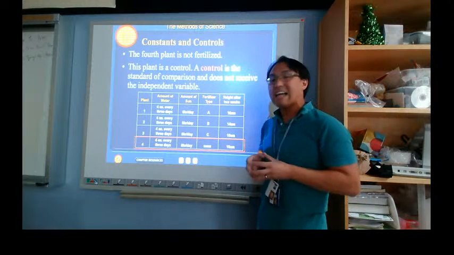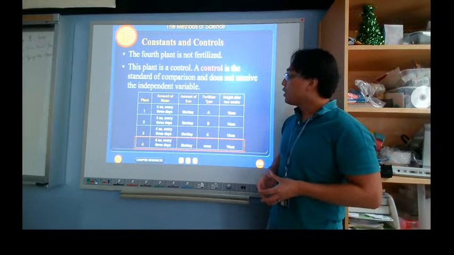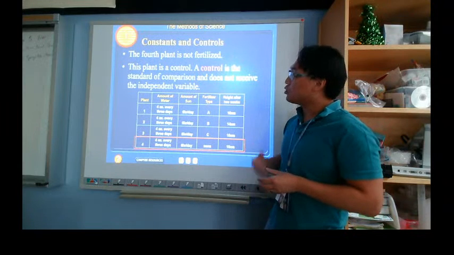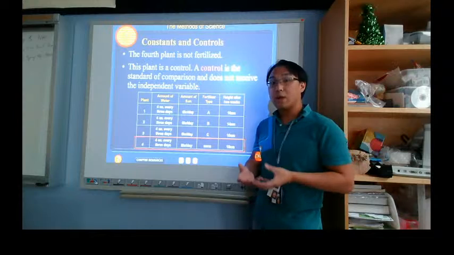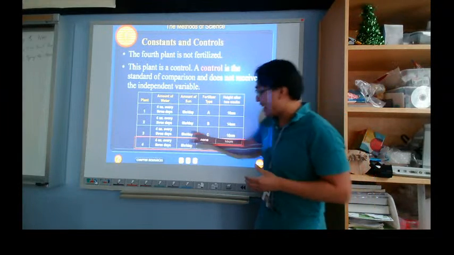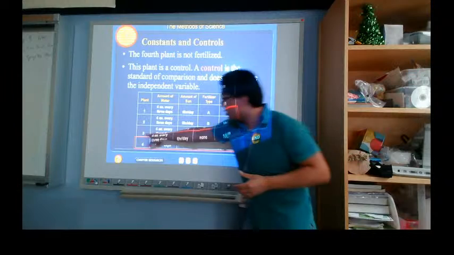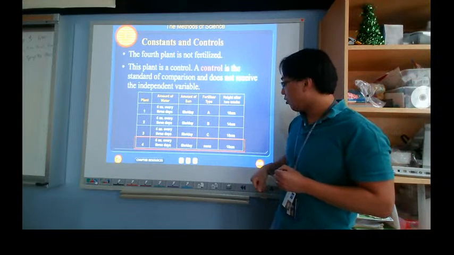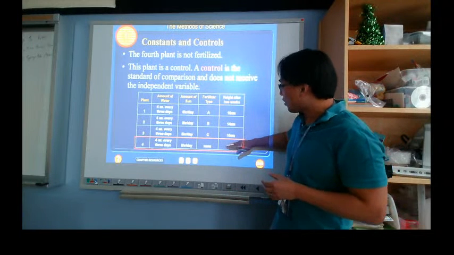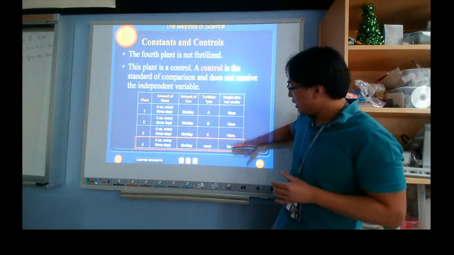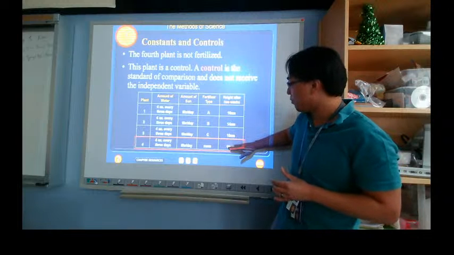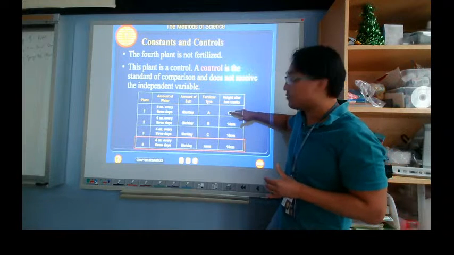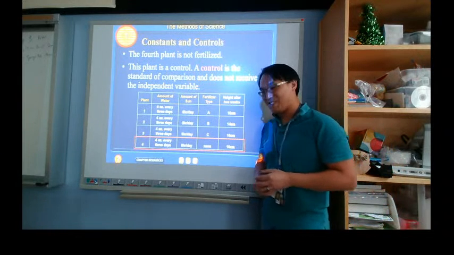And then the last variable we're going to talk about is the control. The control is the standard of comparison. In other words, it determines whether or not there was an effect with that independent variable. It does not receive the independent variable. You can notice that this plant does not have any fertilizer at all, so it's going to be the control. Not only that, but we can see whether or not this fertilizer had an effect whenever we compare these two numbers, or whether or not this fertilizer had an effect whenever we compare this number, or whether or not this fertilizer had an effect if we compare those numbers.